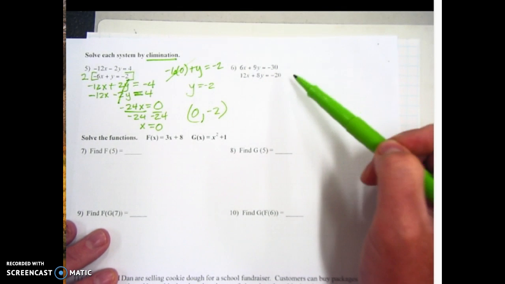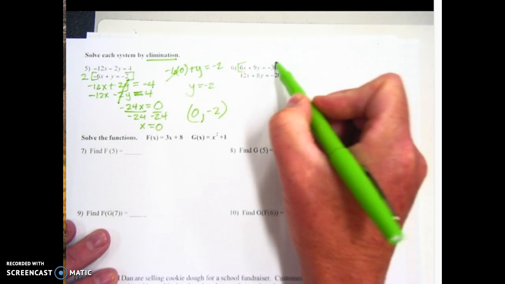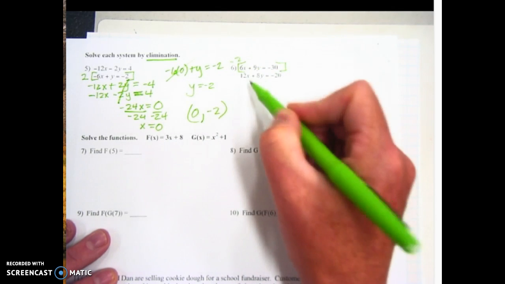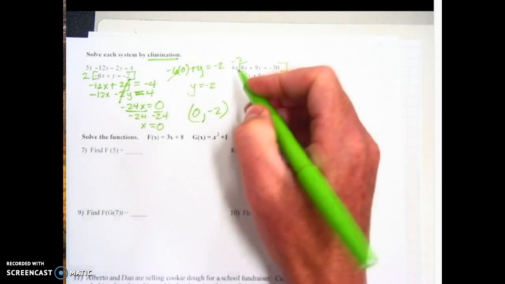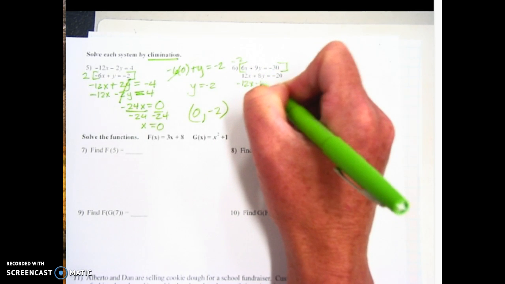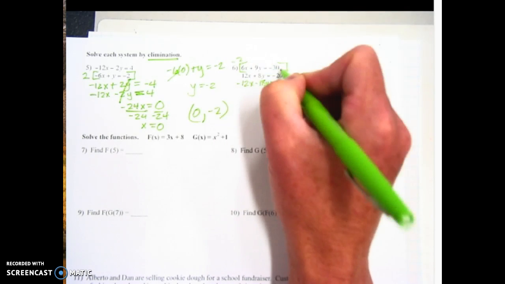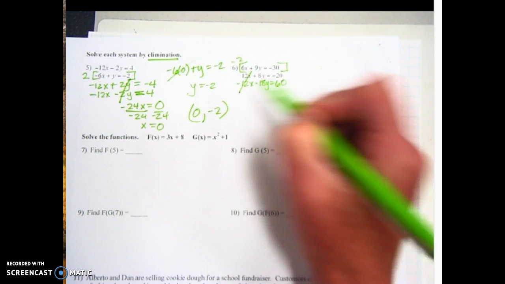Number 6, I look for opposites, don't see any. And the easiest one I see is to multiply the first equation by negative 2 so that my x's will be opposite. So negative 2 times 6x is negative 12x. Negative 2 times 9y is negative 18y. And negative 2 times negative 30 is positive 60. So now I can eliminate and combine everything else.